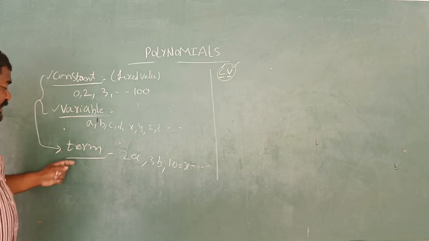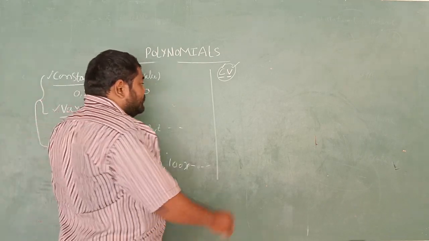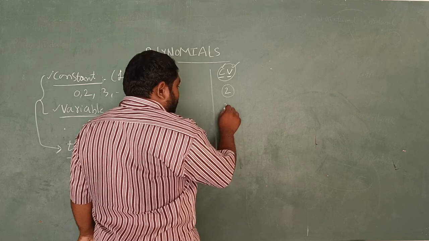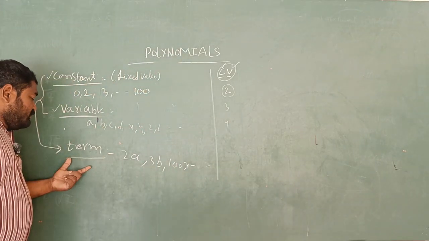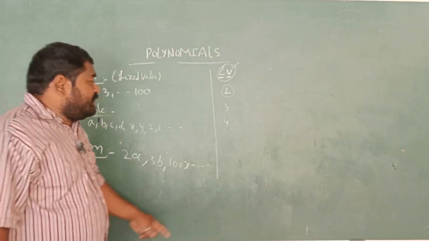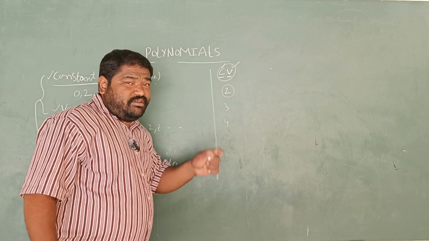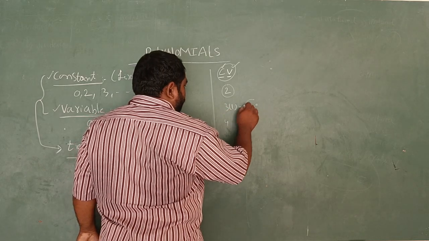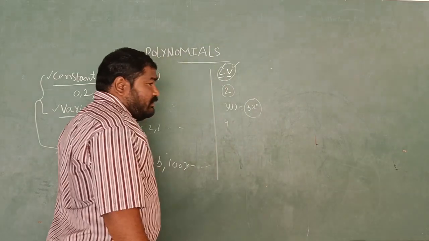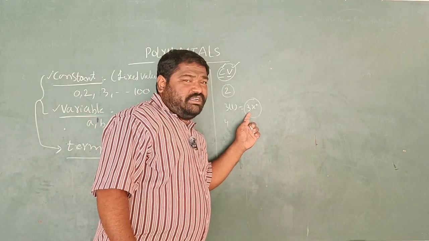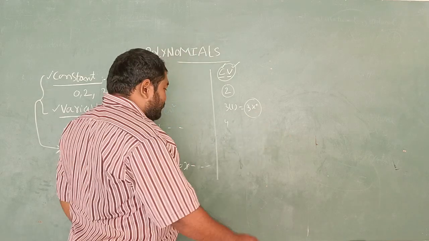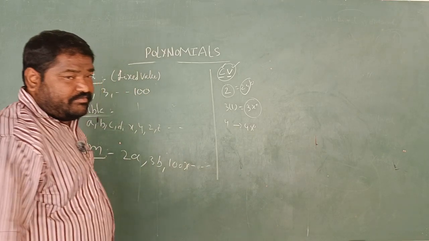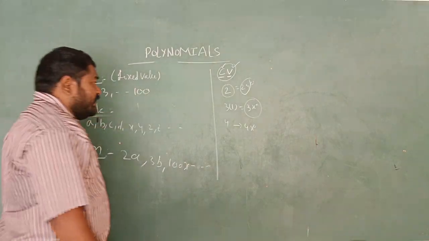But I am saying, a single constant is also a term. What is a single constant? 2, 3 or 4. This is also called a term. But according to the definition, the combination of constant and variable is called a term. Why can it be so? 3 can be written as 3 into 1. 1 can be written as x power 0 or y power 0, any base having the power 0 equals 1. Therefore, here this is the constant and this is the variable. 4 can be written as 4 into x power 0. 2 can be written as 2 into y power 0, whatever it may be. A single constant is also called a term.